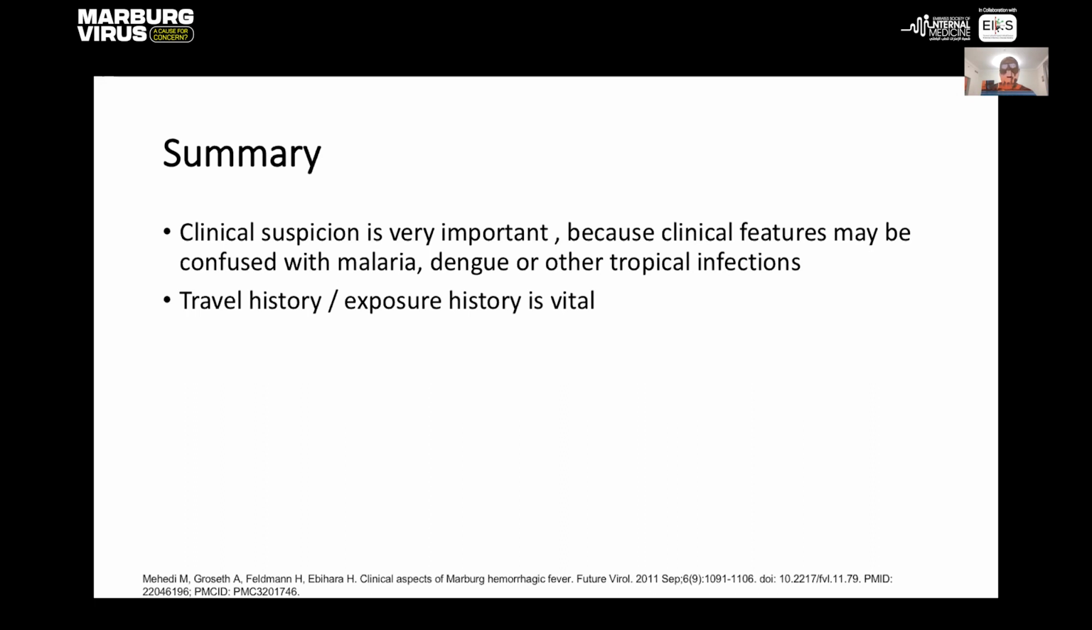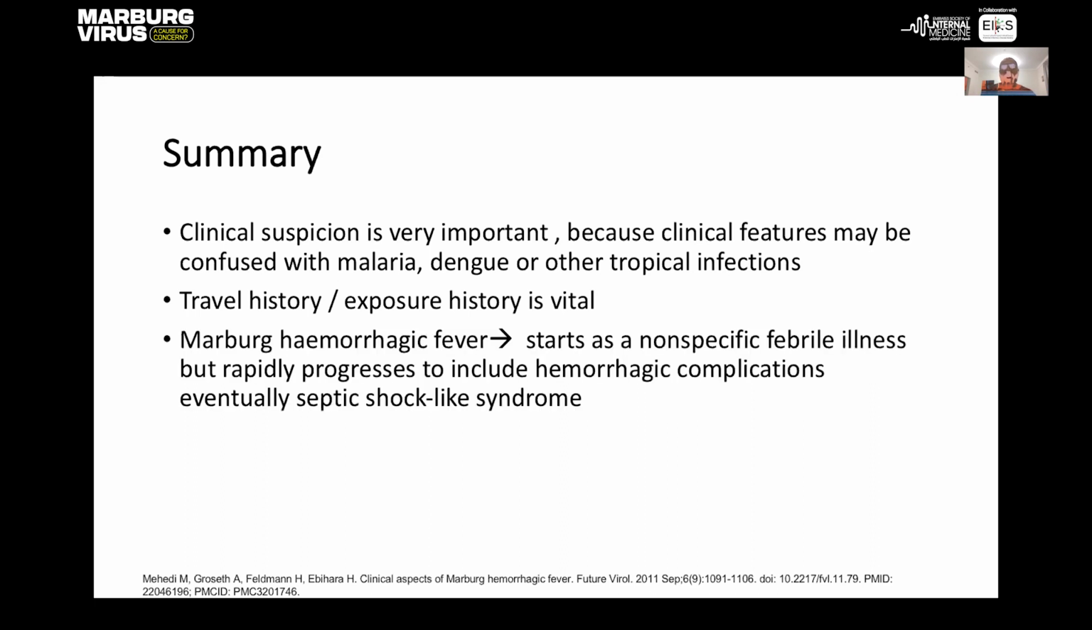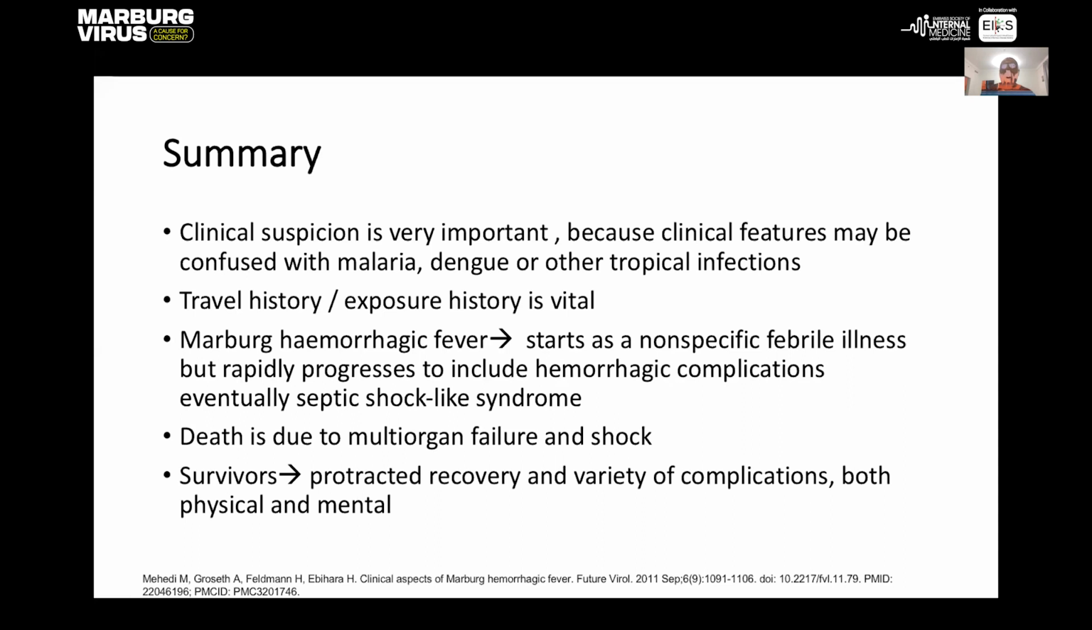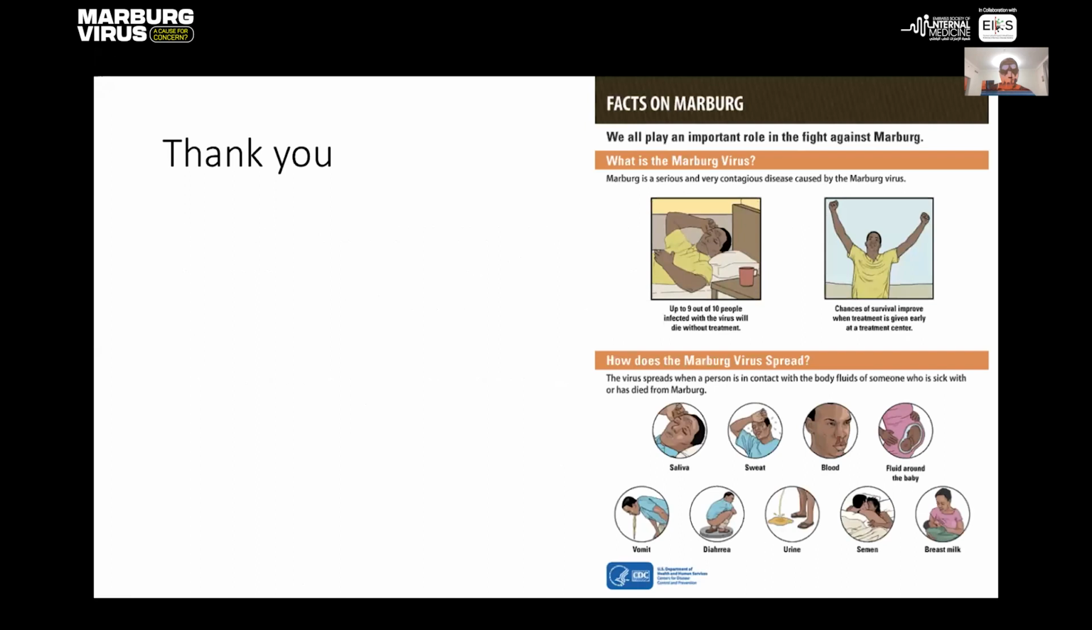Travel history and exposure history is vital for diagnosis. Now, this starts as a non-specific febrile illness, but rapidly progresses to hemorrhagic complications and eventually a septic shock-like syndrome. Death is due to multi-organ failure and shock. Survivors have a protracted recovery and a variety of complications, both physical and mental.